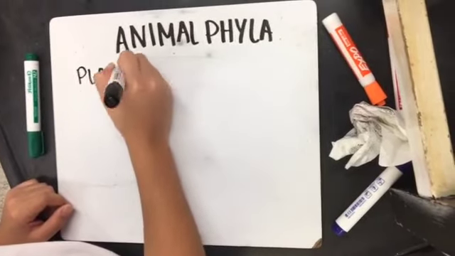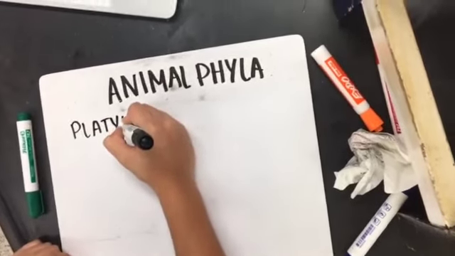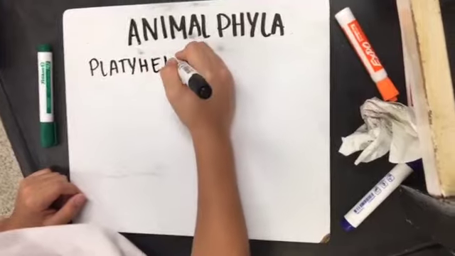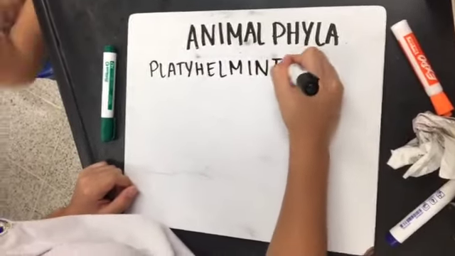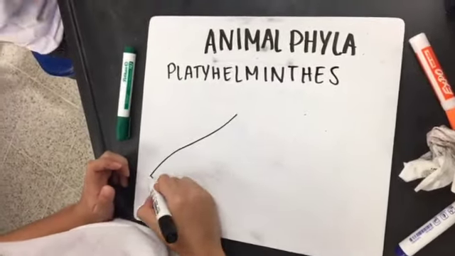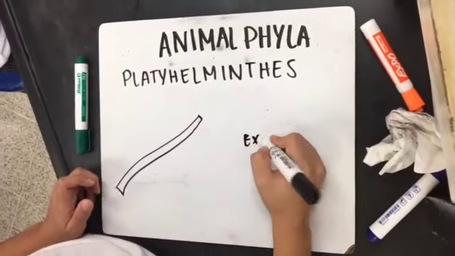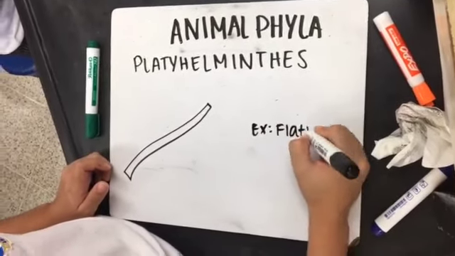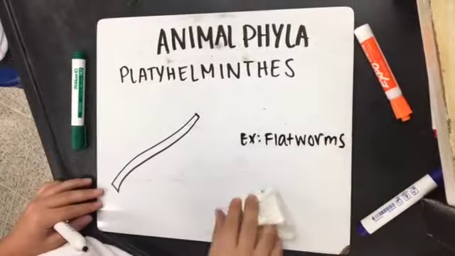Animal phyla, Platyhelminths. They have three layers of tissue in their body. However, scientists have never found a cavity. It has a mouth but no anus. They can be found in water and inside animals. Examples are flatworms.